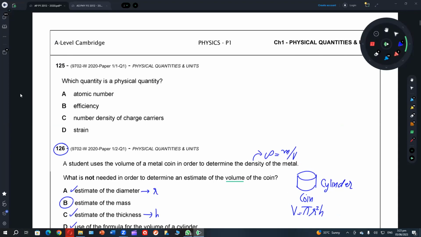Which quantity is a physical quantity? A physical quantity needs a unit. Atomic number is not a physical quantity. Efficiency is a ratio. Number density of charge carrier. Strain also has no unit. Yes.